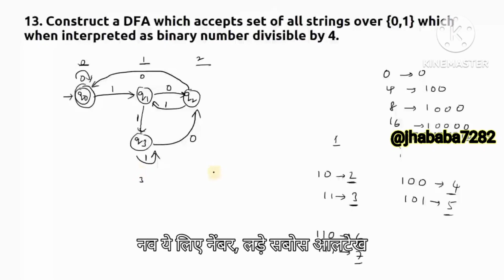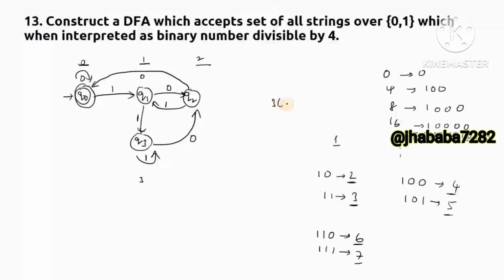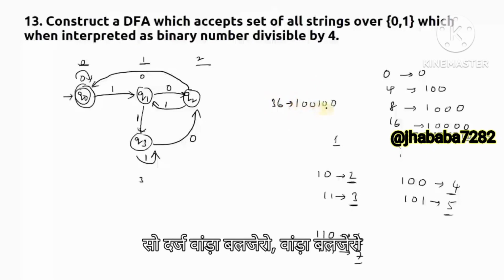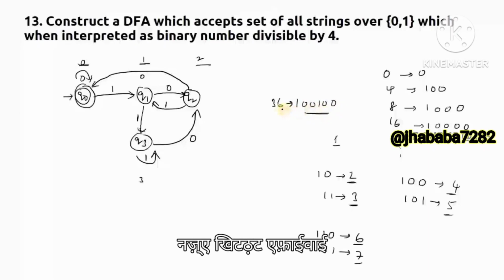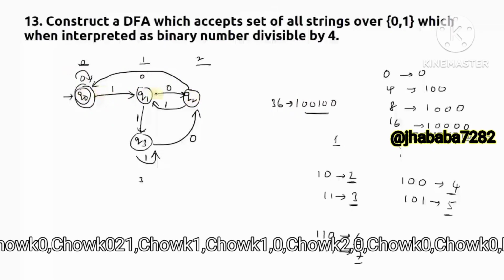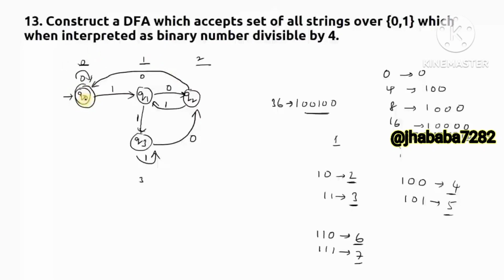Now you can check for any number. Let us suppose I take the number 36. The binary representation is 100100. Now you check it. If I divide 36 by 4, you will get the remainder as 0. That means it needs to go to Q0. So Q0 to 1, Q1; Q1 to 0, Q2; Q2 to 0, Q0; Q0 to 1, Q1; Q1 to 0, Q2; Q2 to 0, Q0. Finally you are going to Q0.